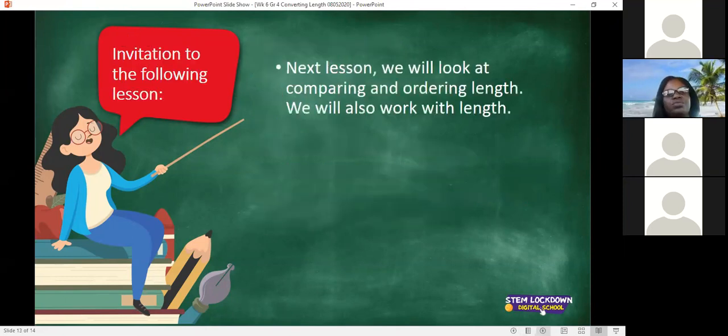On our next lesson, we are going to compare and order length. So also going to work with length. That is what we are doing next week. For those that did not get the chance to screen grab, remember you can go to YouTube, fast forward the video, and then get that and do it over the weekend.